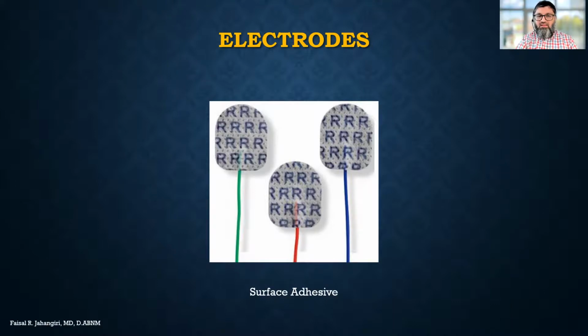When you're placing the surface adhesive electrode or sticky electrode, it's always recommended to place it on a clean and dry area. It should not be placed on a wet area. It should not be placed on a hairy area. There should not be any dandruff. There should not be any wax or any other material that will cause increased impedance of the electrode.